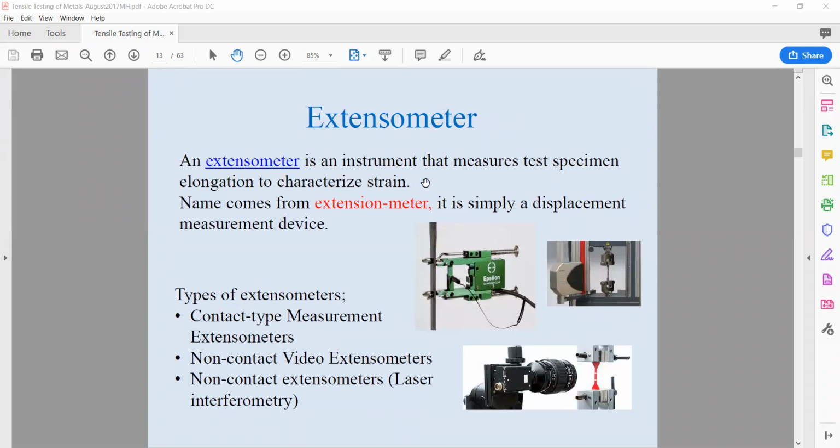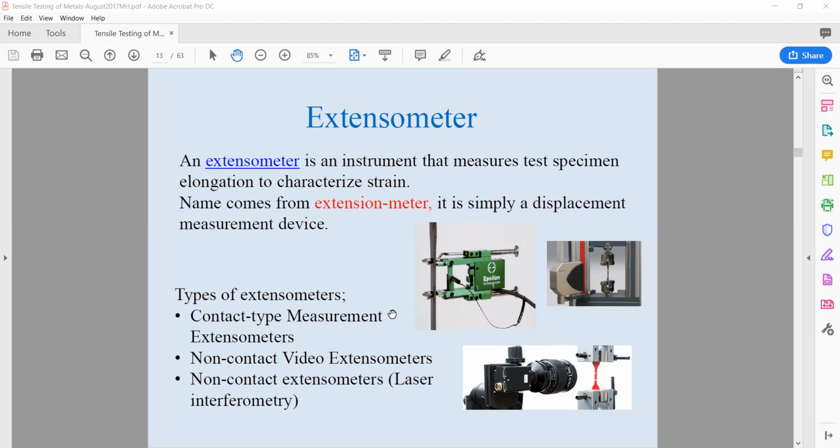An extensometer is an instrument that measures the specimen to characterize strain. So the extensometer helps us to measure the strain. The name comes from extension meter, simply extension device. As you see now, this is the extensometer attached on a sample. The extensometer is clipped onto a sample, but there are other types of extensometer nowadays.